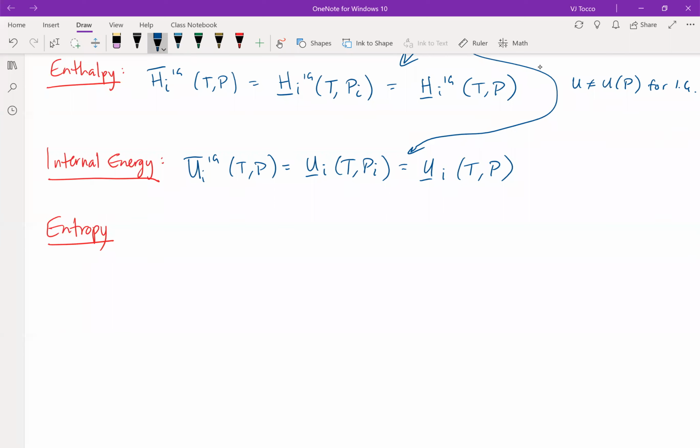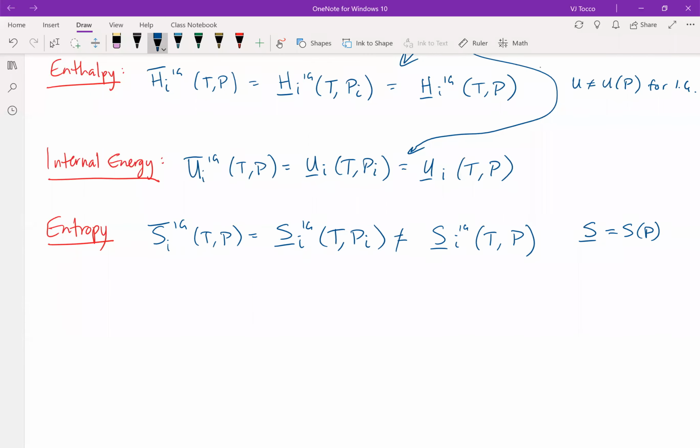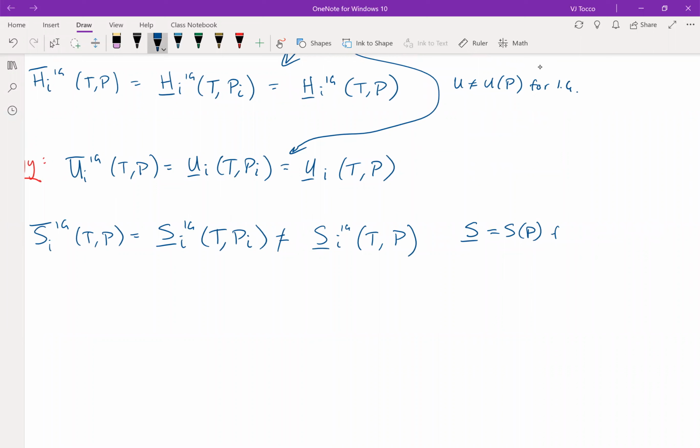So for entropy, I can start by saying that the partial molar entropy for an ideal gas for component i at some temperature and pressure is equal to the molar entropy of that component of the ideal gas at some temperature and some partial pressure. But this is not going to be equal to the molar entropy of an ideal gas for temperature and total pressure. This is because S equals S of P. So entropy is a function of pressure, even for an ideal gas.